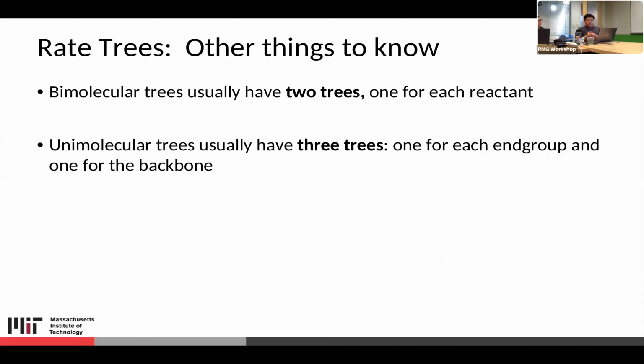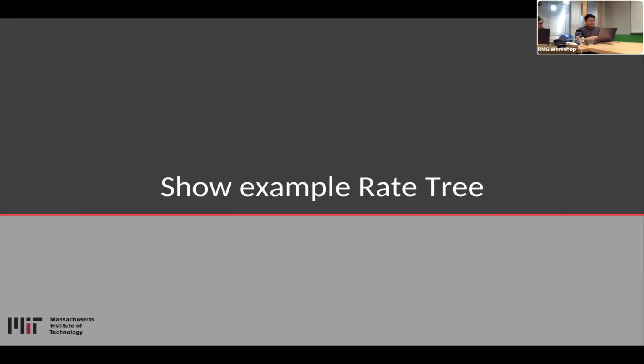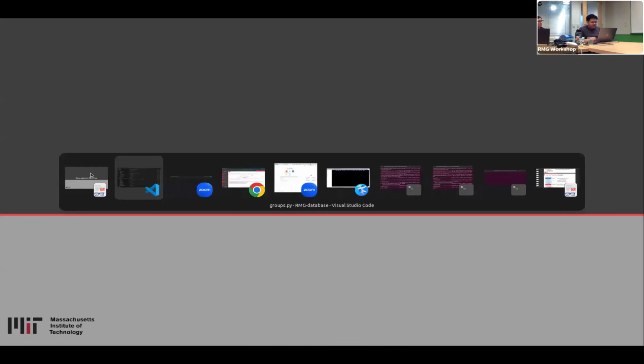Bimolecular trees usually have two different trees, one for each reactant, as we showed previously. Unimolecular trees usually have three trees, one for each N group and one for the backbone. Why that might be important is that the backbone might create a different membered ring of the transition state, which can strongly affect the kinetics, for example. So that backbone is also important. Now we'll show an example of the rate tree.